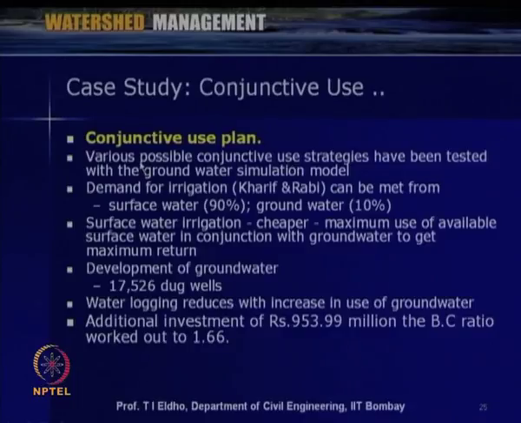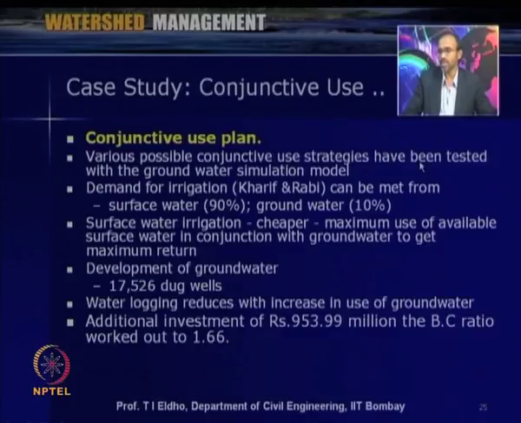Then detailed conjunctive use plans were made. Various possible conjunctive use strategies have been tested with the groundwater simulation model in the area, a model developed by the authorities. The demand for irrigation in Kharif and Rabi can be met from surface water. About 90% of the demand can be met from surface water, and about 10% from groundwater.